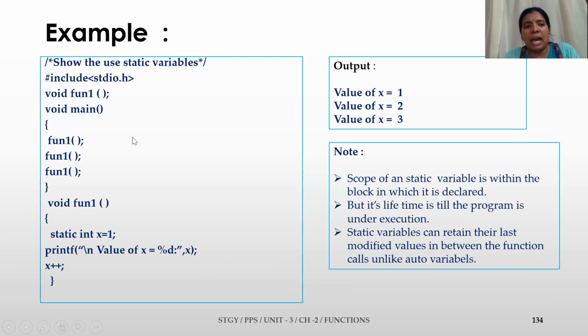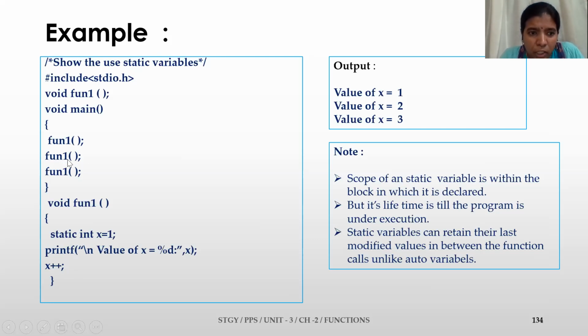For example, I have this program. There is a fun1, and I'm calling this function thrice. Whenever fun1 is called, control jumps here. Static int x is equal to 1 sets x to 1. The value of x is 1, you get the answer. Then x plus plus makes x become 2. But because this is a static variable, the value is only available inside this block, but it is retained. So x equal to 2 is retained.